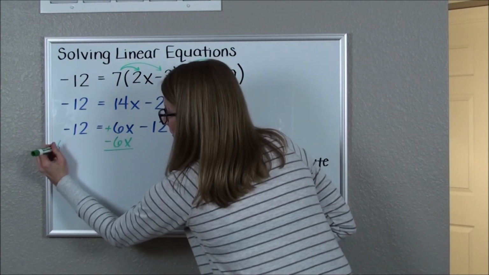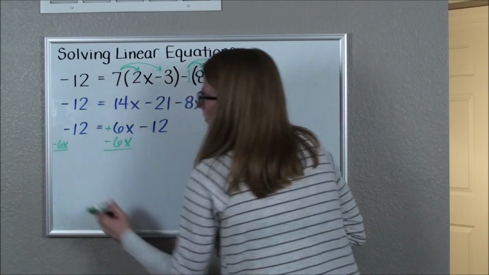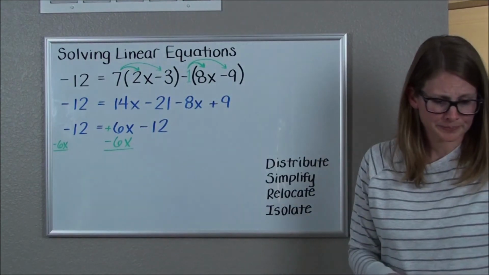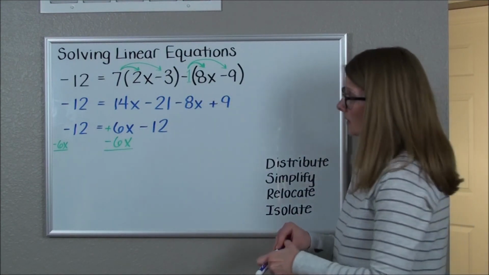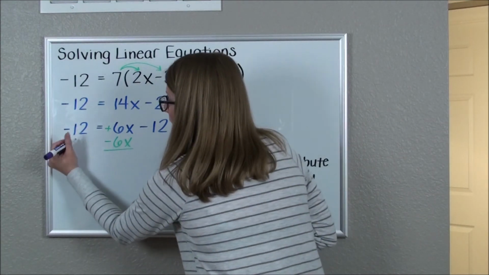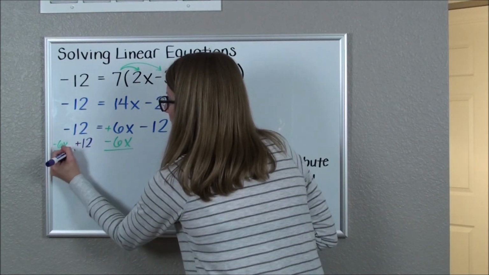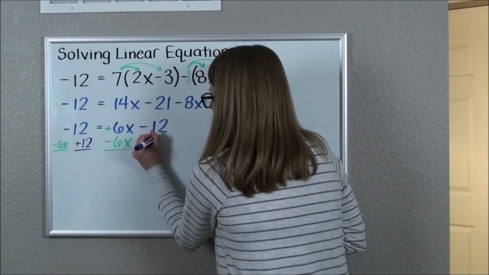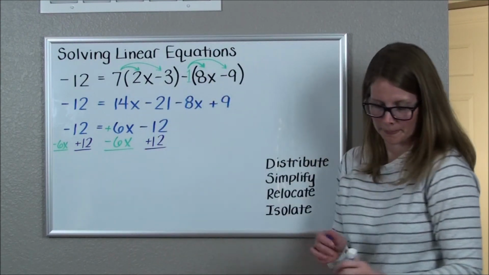Now I'm not going to have a whole lot of room over here to do this, but there's going to be a minus x happening on both sides. And while I'm at it, let's move those constants to the right. So this negative 12, let's add that 12 to both sides to get it to relocate.